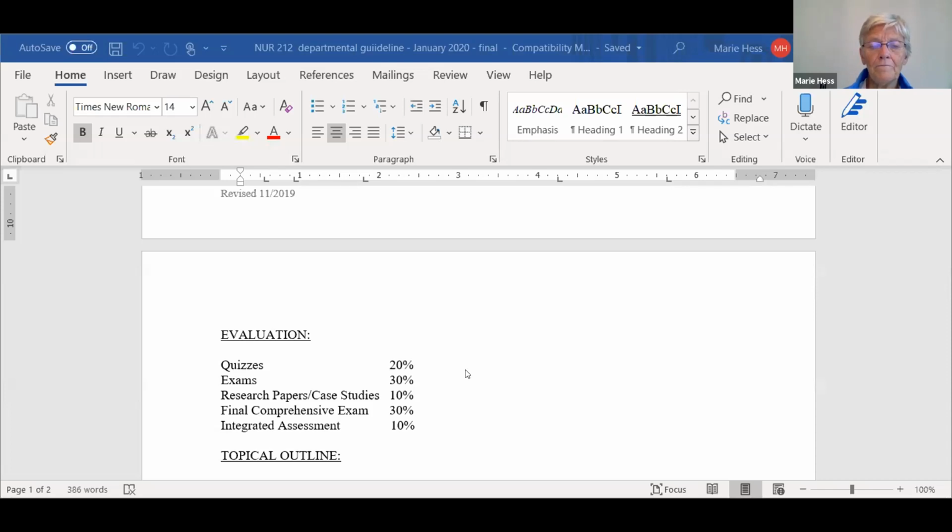So it gives you an opportunity to have a bad day. There are 3 exams, and they are 30% of your grade. The research paper is 10% of your grade. The final comprehensive exam is 30%, and the integrated assessment is 10%, and that is your ATI. And I'll tell you a little bit more about that as we go.